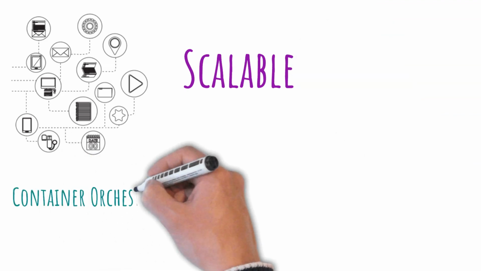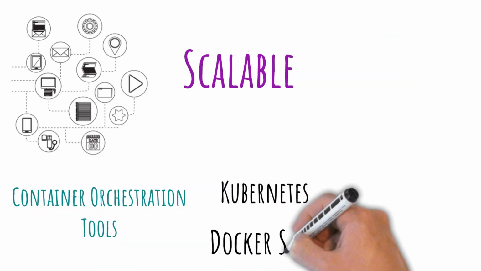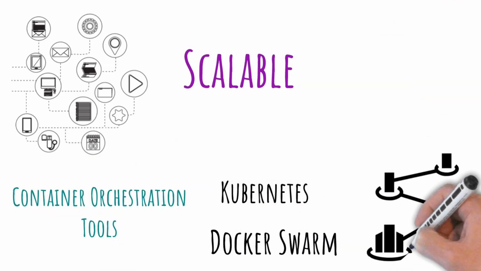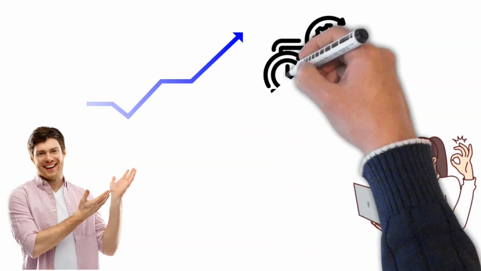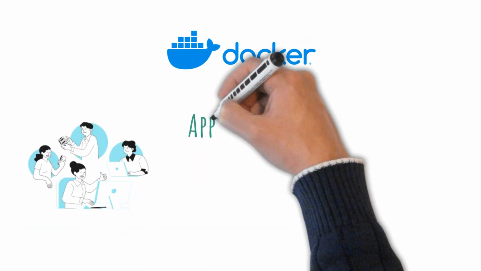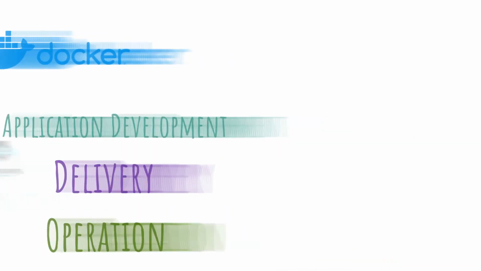With container orchestration tools like Kubernetes or Docker Swarm, you can efficiently distribute the workload among several instances of a container. This enables you to quickly adjust the capacity of your application based on demand, which is crucial in settings with high loads. Docker has revolutionized application development, delivery, and operation.